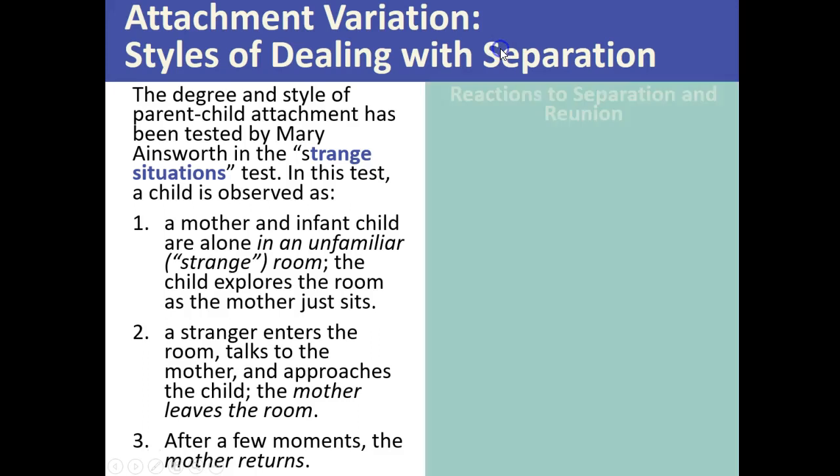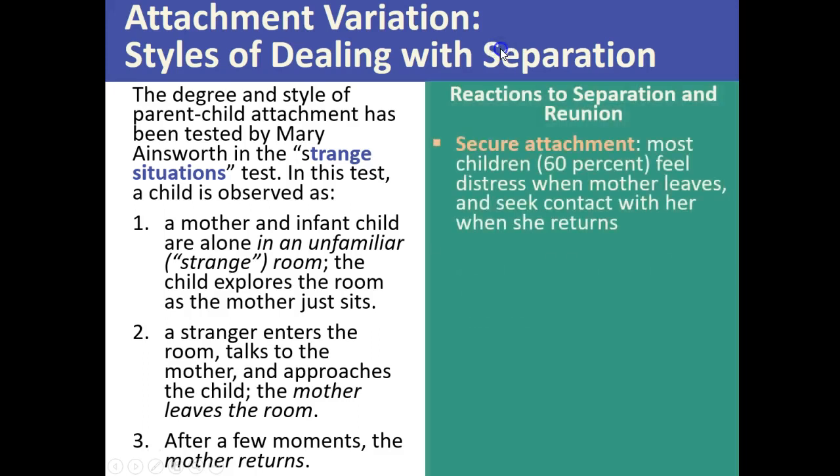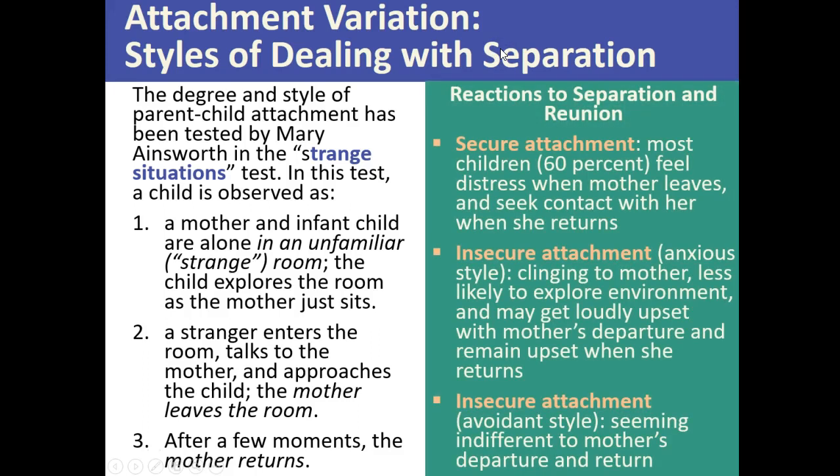So with regard to looking at attachment, there's a psychologist named Mary Ainsworth, and she developed what's called the strange situation test. Basically they put a mother and her baby in some unfamiliar room, and the mom sits there and the child just goes around the room, and then a complete stranger enters the room and talks to the mother and approaches the child, and then the mother leaves the room. And then after a few minutes the mother returns.